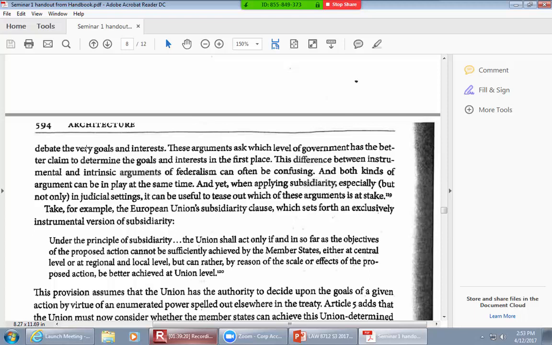Is it going to be something like Quebec? Is it going to be something like Queensland? Is it going to be something like Brisbane City and its region? What is the scale that we will look at in order for us to decide whether a decision, like euthanasia, for example, is going to be at that level or at a central level or even at a meso level? Yeah, it depends again on how far you want to go with that. These arguments ask which level of government has the better claim to determine the goals and interests in the first place.